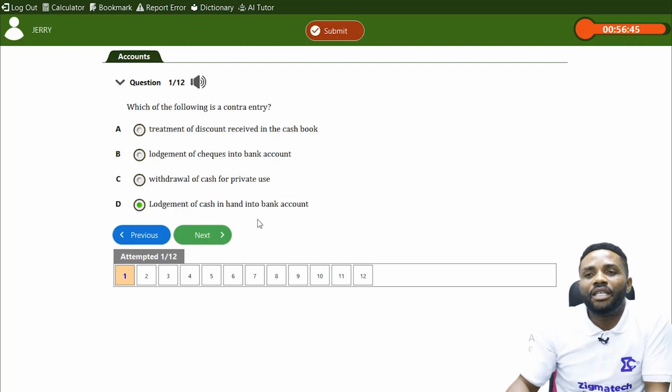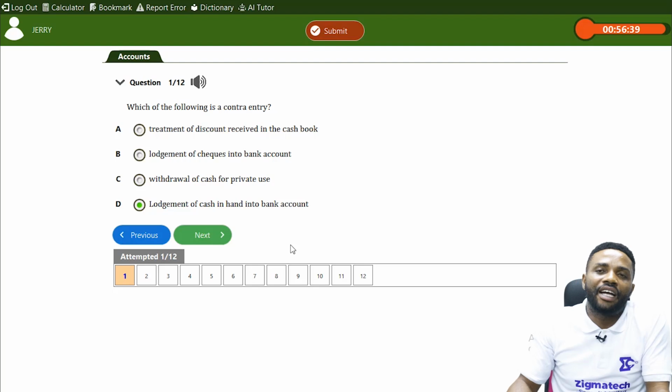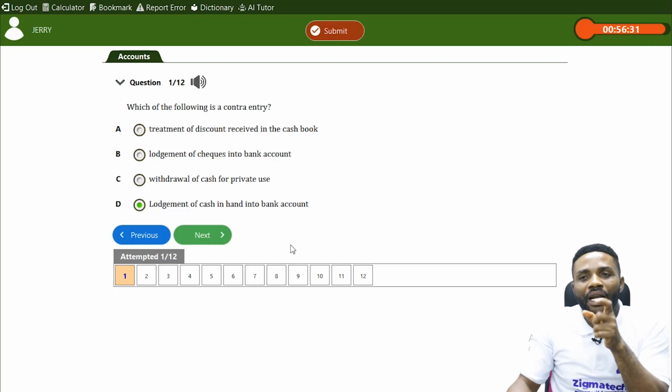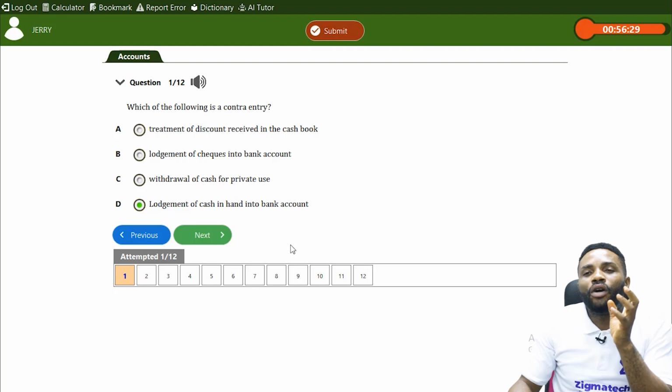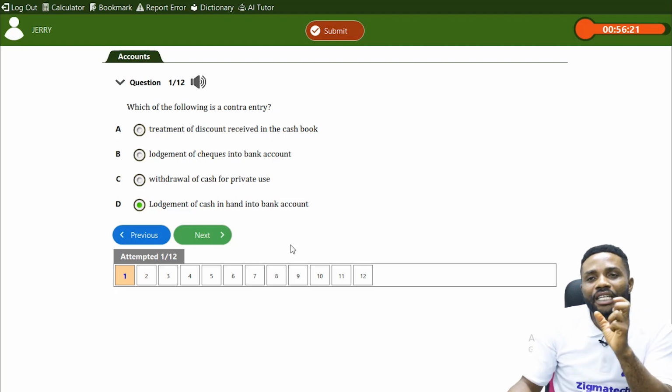So option D is the answer. At this point, bank is receiving and cash is given. So if you want to prepare it on the cash book, what you simply need to do on the debit side of the cash book, since bank is receiving, you are going to put that amount under the bank column, and under your particulars or your details or what we call description, you are going to put cash. And then in your folio column, you put C to indicate contra.